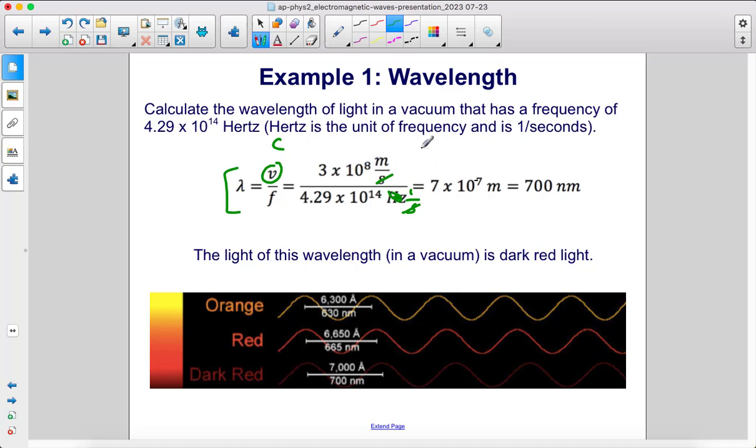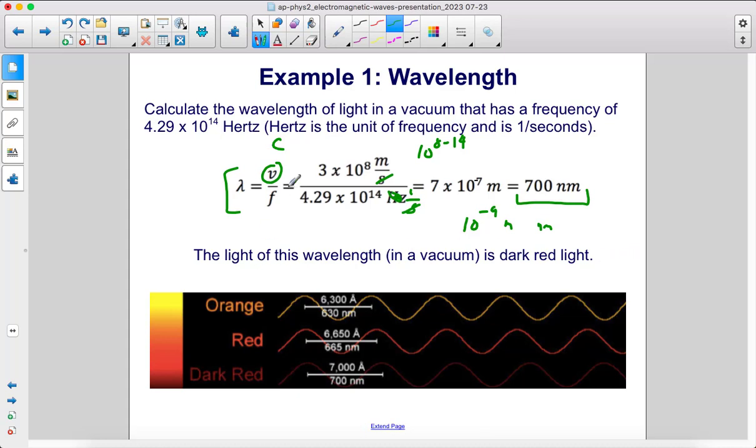And it's 10 to the 8th minus 14, so that gives us 10 to the negative 7 meters. And 10 to the negative 9th meters is nanometers, so if you move your decimal over, you get 700 nanometers.